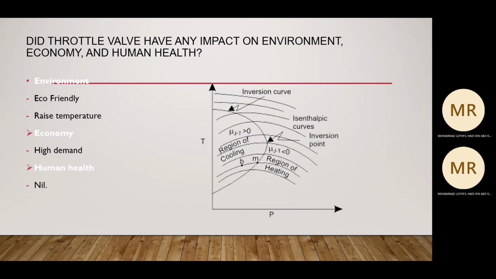As for human health, I cannot find any accident involving the throttle valve and humans. So I can say it is quite safe for humans to use a throttle valve.